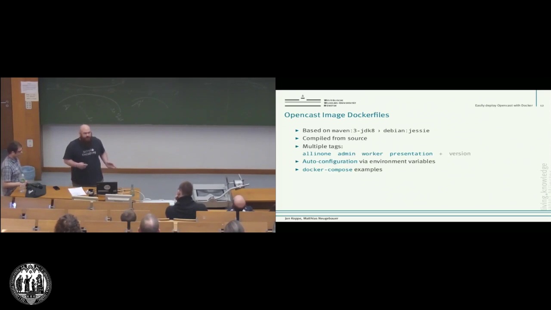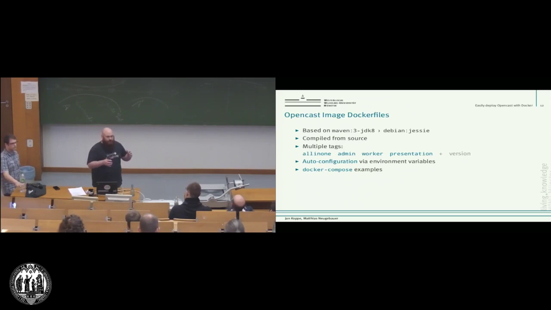There are some scripts inside those images which automatically configure Opencast through the custom properties and so on. And those values for the configuration are fetched from the environment variables. So if you just set the stuff that you need to configure through environment variables, your image will adapt to the environment you need. And also we have some Docker Compose examples, so you can quickly try it out. Those include some sane defaults for those environment variables.